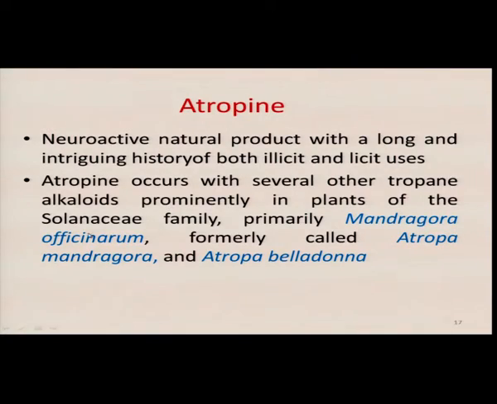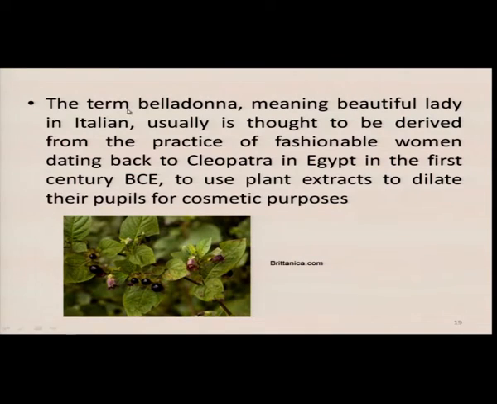Atropine occurs with several other tropane alkaloids, prominently in plants of the Solanaceae family, primarily Mandragora officinarum, which was earlier called Atropa mandragora, and another plant called Atropa belladonna, the more famous counterpart, from which atropine has been extracted. This is the picture of the plant.